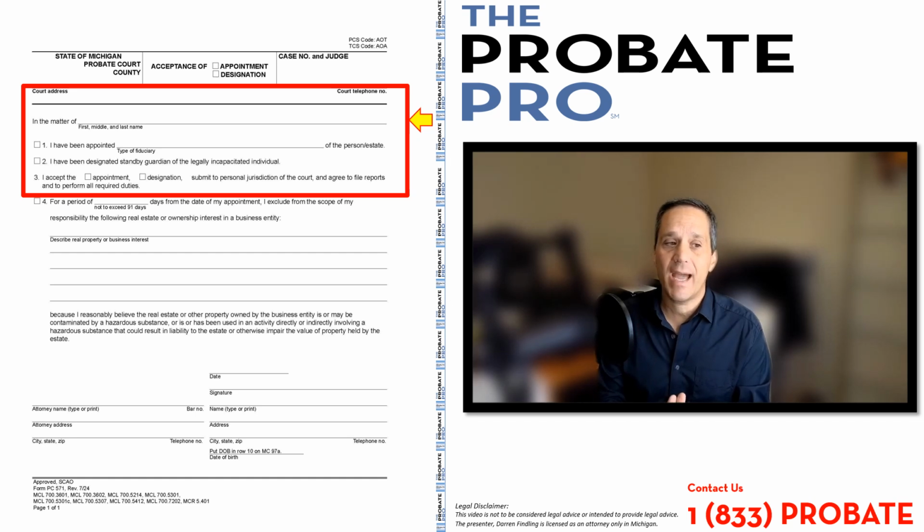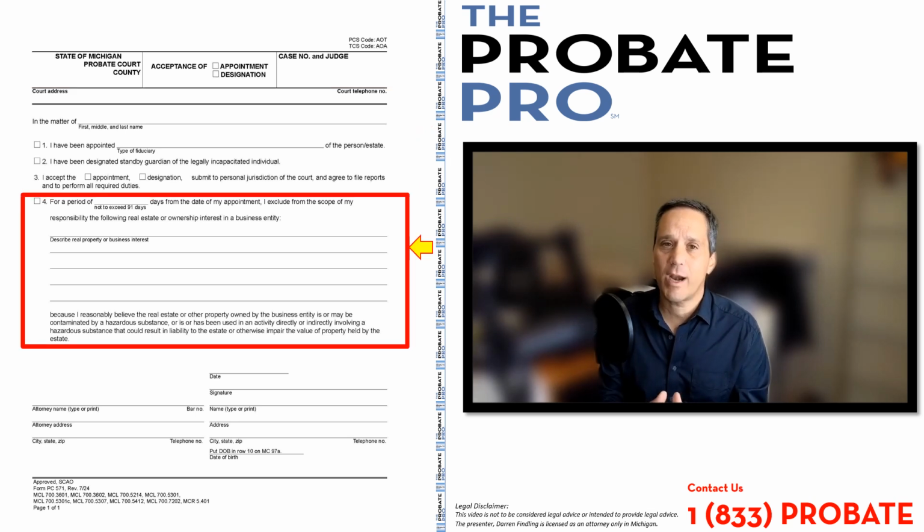Paragraph 3 provides, again, I accept the appointment or the designation and submit to the jurisdiction of the court. The idea here is that if you agree to serve in this role, you are submitting yourself to the jurisdiction of the court and agree to file all of the reports and follow all the duties and statutes that are a part of that fiduciary responsibility.